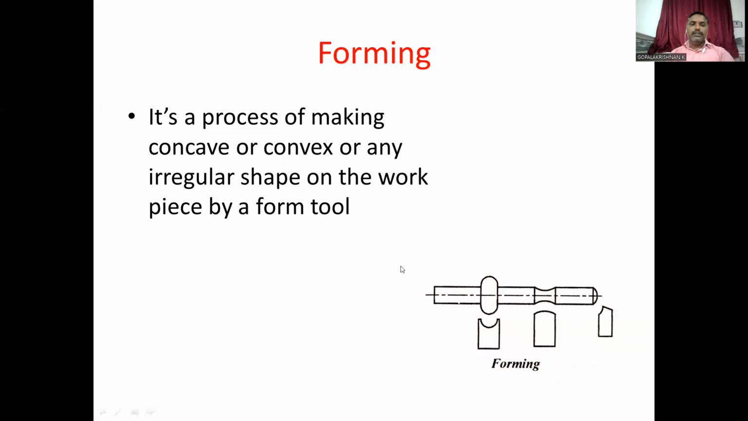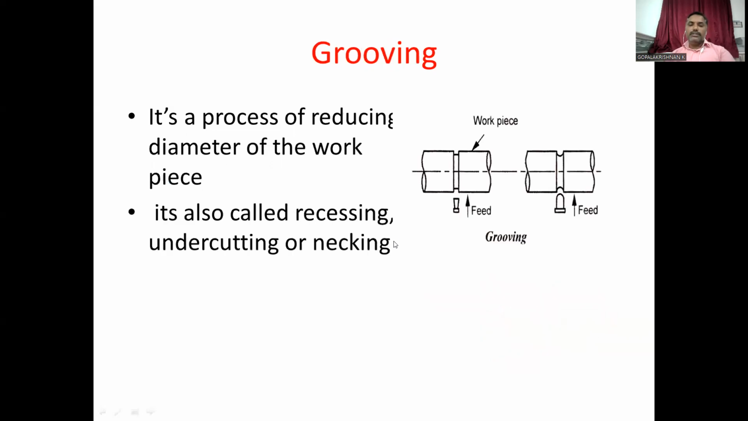Then the next one, forming. Forming is a process of making a concave, convex, or any irregular shape on the workpiece using a form tool. And the next one, grooving. It is a process of reducing the diameter of the workpiece. It's also called recessing, undercutting, or necking.